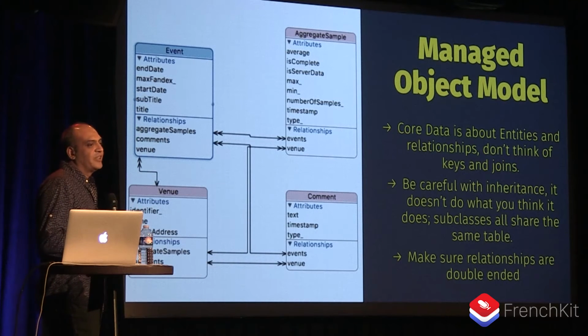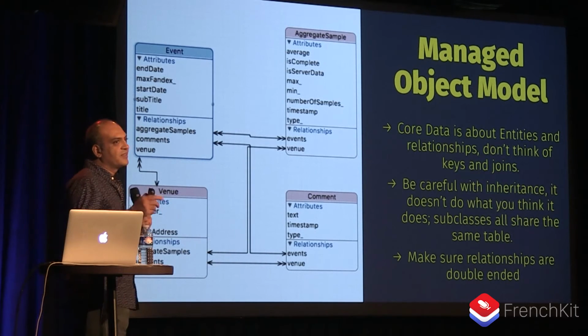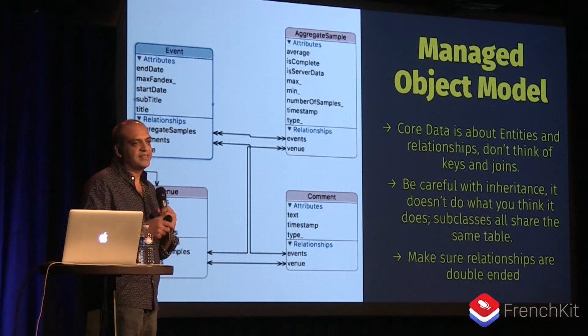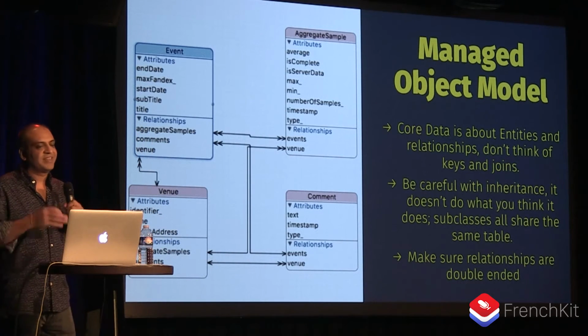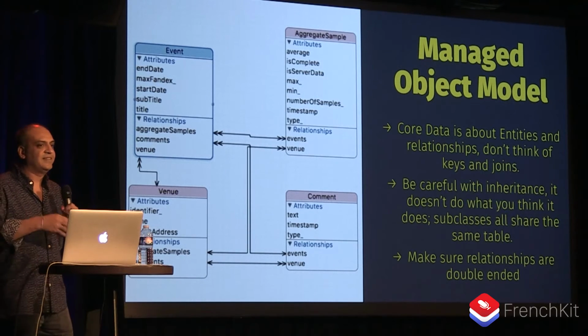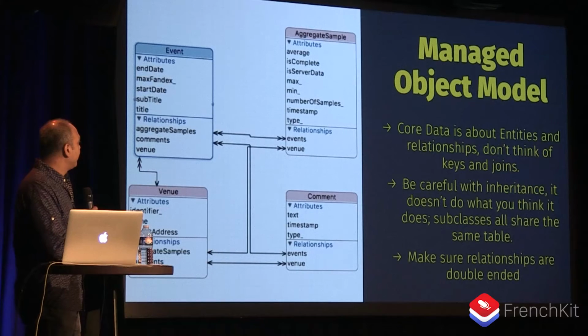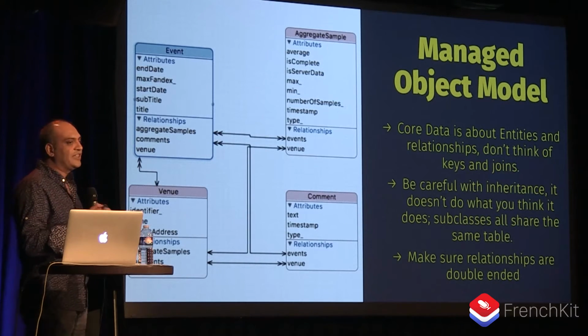I said earlier that Core Data isn't a database. It uses a database for its persistence when it saves it to disk, but that doesn't mean it's a database. You don't think of it in terms of tables and joins and IDs and how they match up. You think of it as, I have these entities and they're related to each other. And the important thing to notice here is they're double-ended. So each relationship has another side. So if I have one object which is a one-to-many to another object, the other one is a many-to-one on the other side.